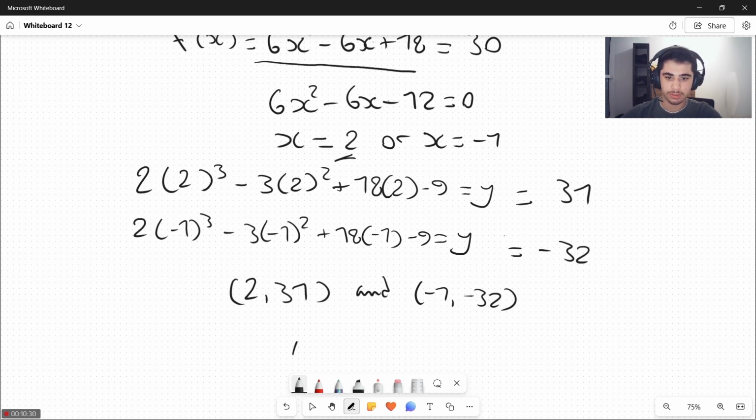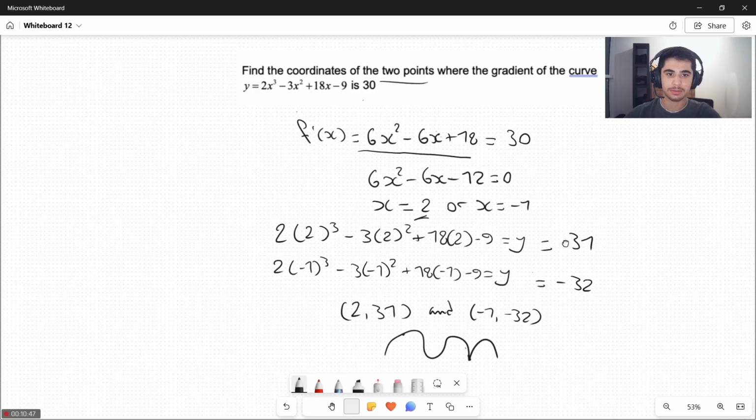Imagine a graph where these are the 2 points where the curve's gradient is 30. So it could be over here and it could be over here. You feel me? So yeah, that was fun, right?